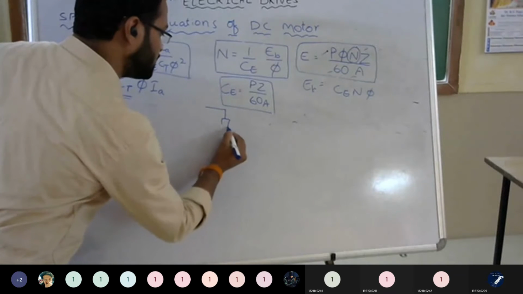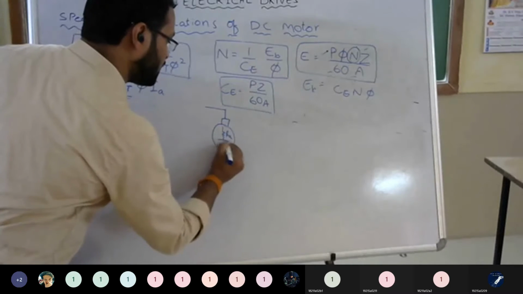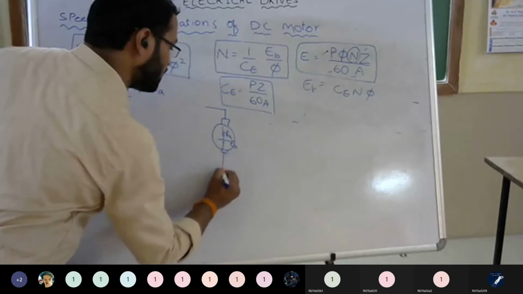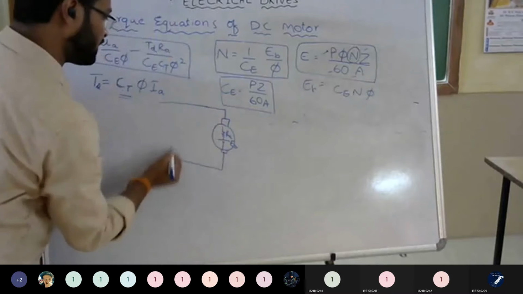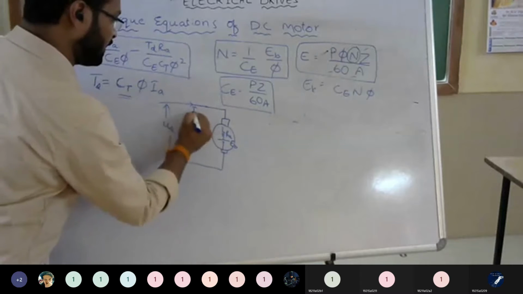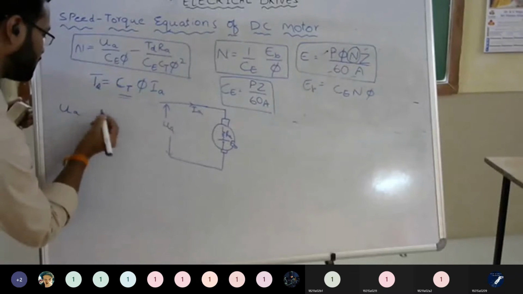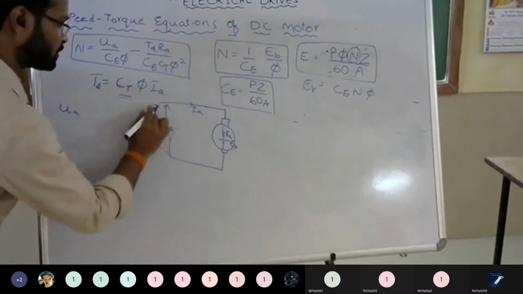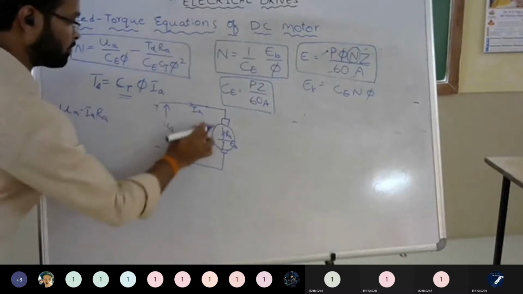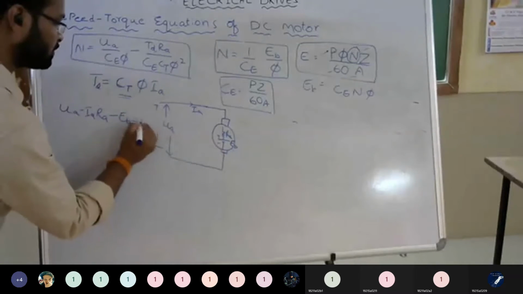Again, I'm drawing. This is the generalized diagram of a DC motor. Inside, one armature resistance is there, and it will produce back EMF EB, and it will operate when electrical energy is supplied. So electrical energy is considered as UA, some voltage, and some current IA. If you write the equation for this one, UA minus IARA minus EB is equal to 0.